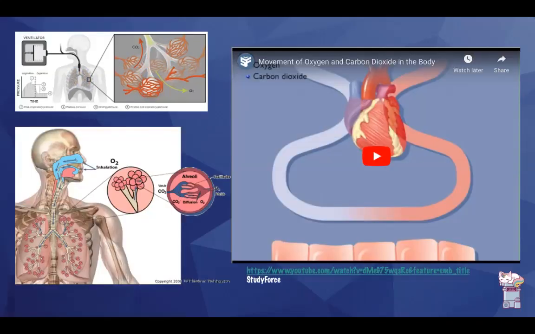The images on the left-hand side of your screen show a patient either being ventilated or spontaneously breathing oxygen into the alveoli, or the gas exchange unit of the lung, and exhaling CO2. This short video clip, which is borrowed from a fellow YouTuber, Study Force, shows how oxygen and carbon dioxide travel throughout the bloodstream, alveoli, and the body.